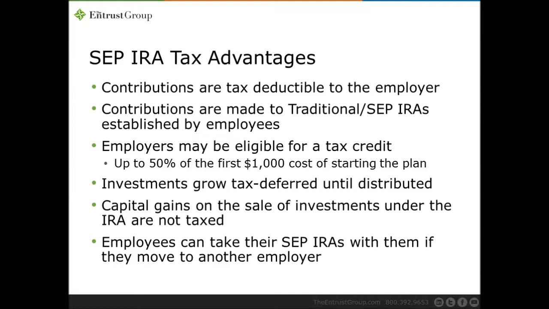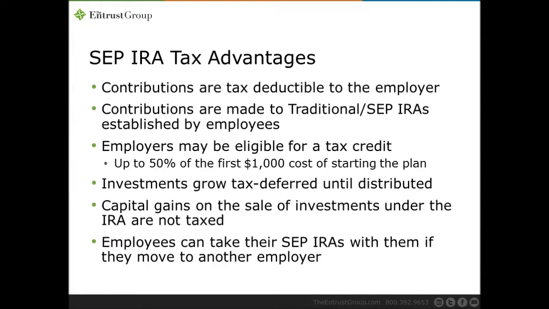Now, keep in mind, this tax credit is also available for a SIMPLE, which we'll talk about later on, as well as individual 401k plans. Now, since contributions are going to each individual traditional IRA, the earnings, again, grow tax deferred. In other words, it's not going to get taxed until the individual distributes.